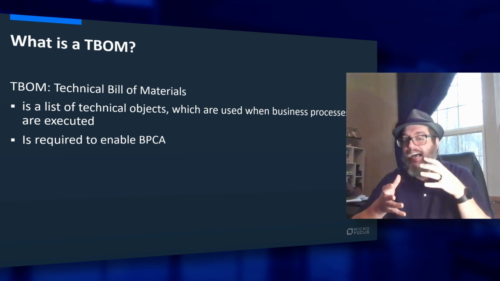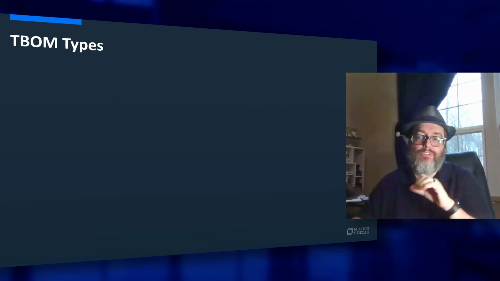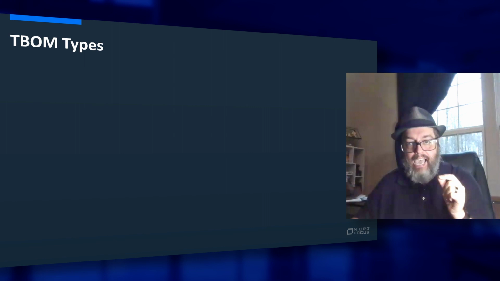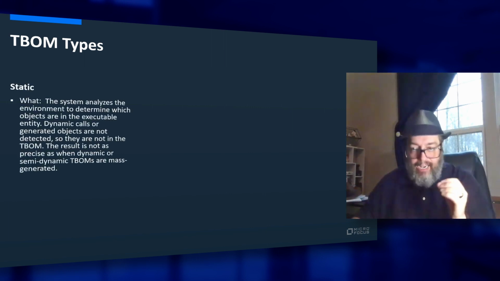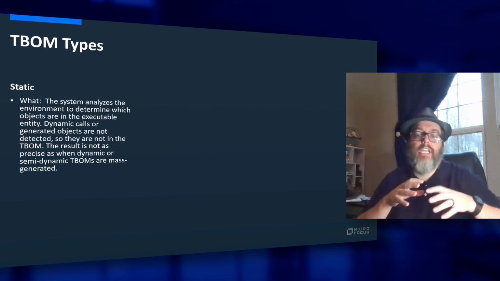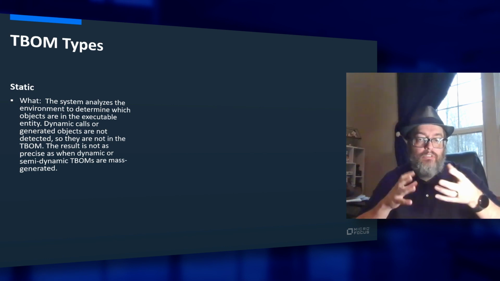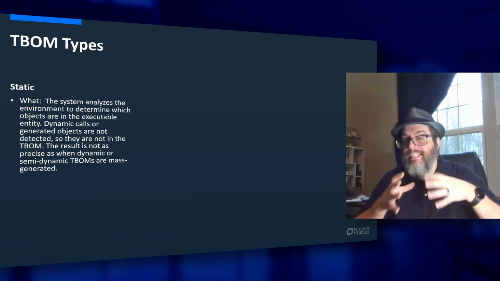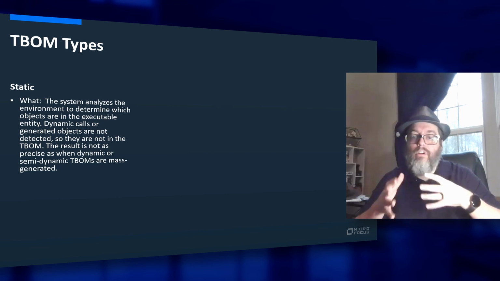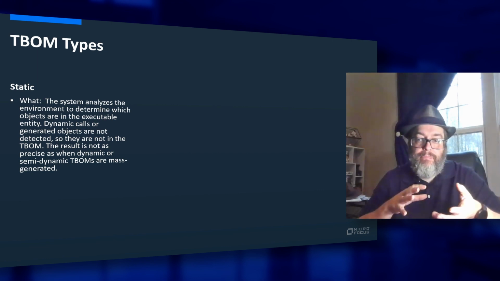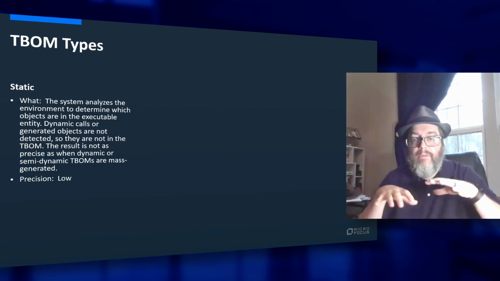But how do you create a TBOM? TBOMs can be generated using three different methods: static, semi-dynamic, and dynamic. Static TBOMs are TBOMs that are generated by the system analyzing the objects that are in the executable or T code. However, this method does not include objects that are dynamically called or those outside of the base executable. Given this, the precision of this method is low.